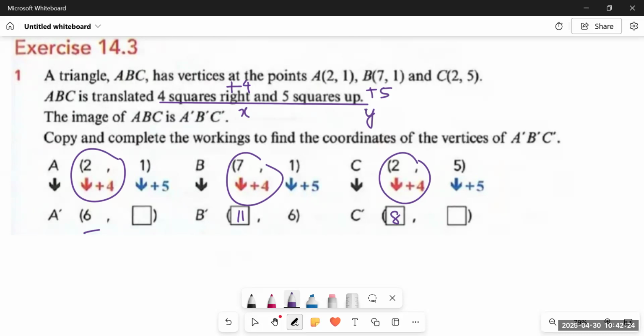And similarly, if we have to go 5 squares up, we have to add 5 to each of the y coordinates. 1 plus 5, 6, 1 plus 5, 6, already given, 5 plus 5, 10. So the 3 coordinates of the translated shape would be A dash 6 comma 6, B dash 11 comma 6, C dash 8 comma 10, and that's all.